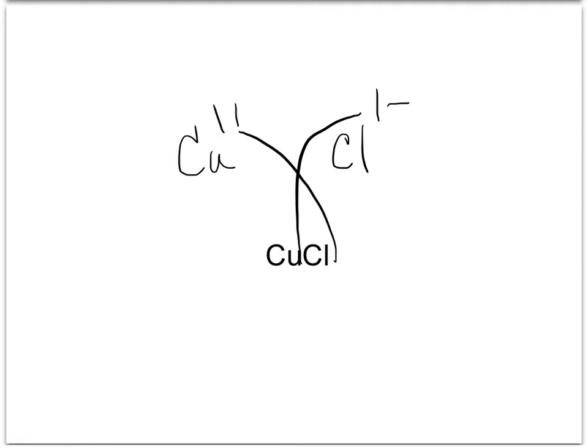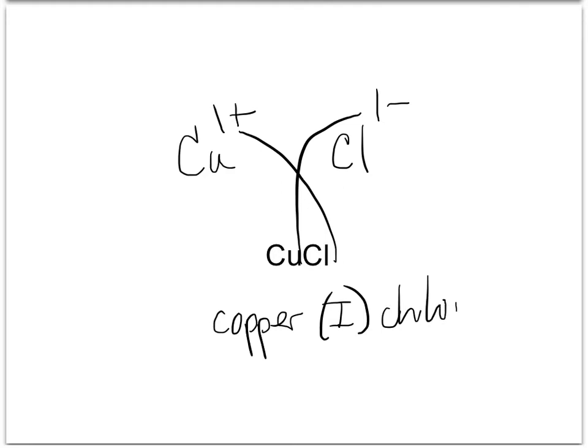All right, let's try this one. We have copper and chlorine. So just as before, I'm going to write the cation, the anion. This understood 1 goes here. This understood 1 goes there. Notice chlorine, that checks out. So this is copper 1 chloride, copper 1 chloride.